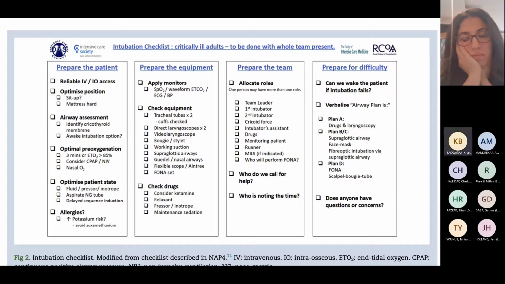Verbalize your airway plan. Always have plan A, B, and C. Plan A is tracheal intubation, oxygenation. Plan B is rescue oxygenation. Plan C, or that is plan B and C. And plan D would be your front of neck access.